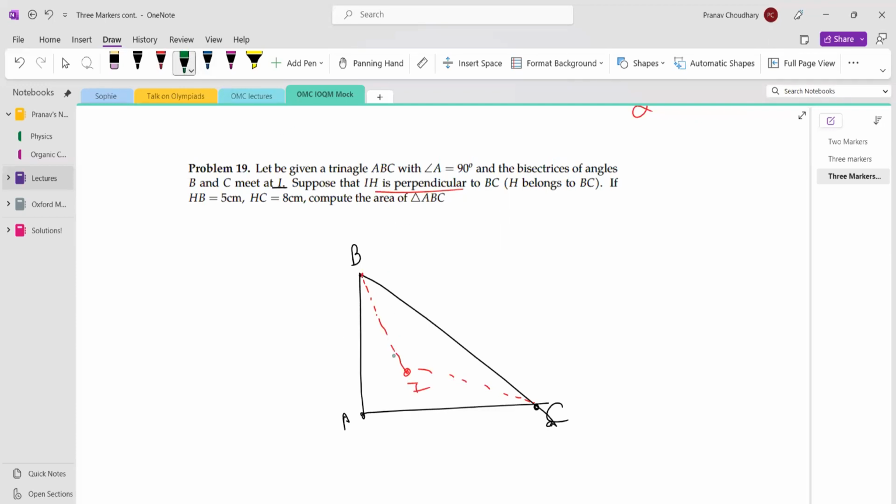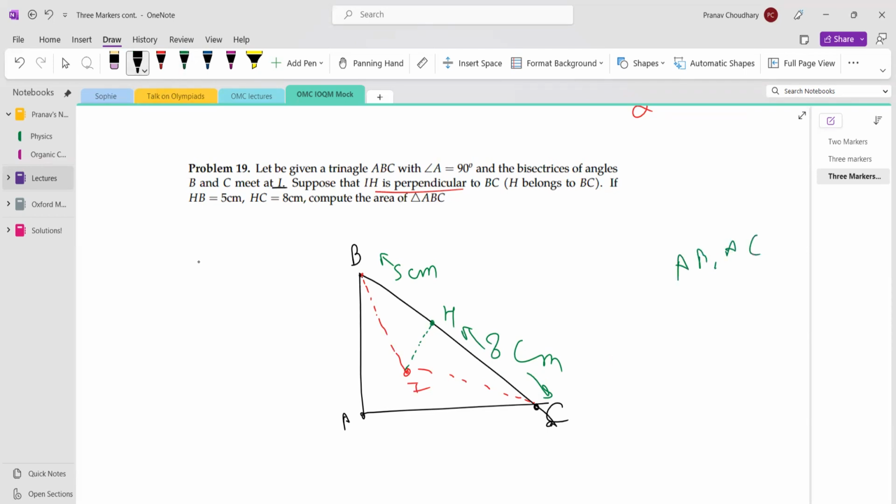IH is perpendicular to BC. H is the in-touch point. We are given that this is 5 centimeter and this is 8 centimeter. Find the area, which is basically like finding base and height. Okay, very naive terms, but find AB and AC.